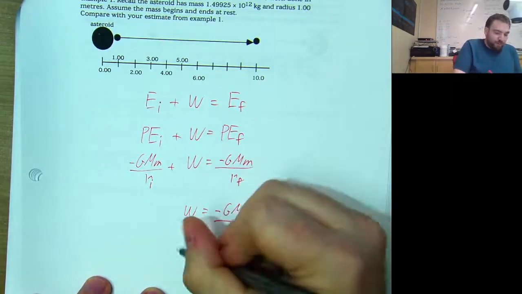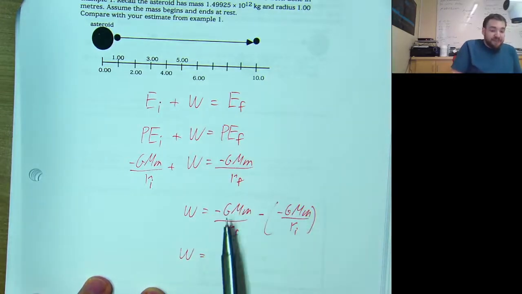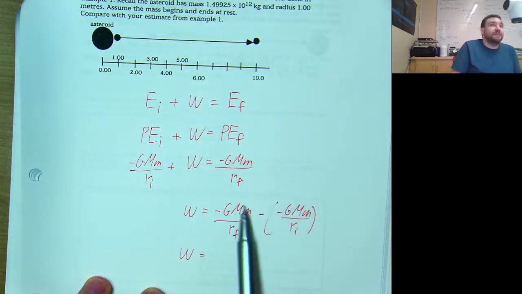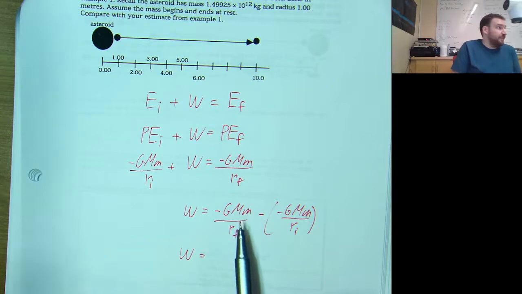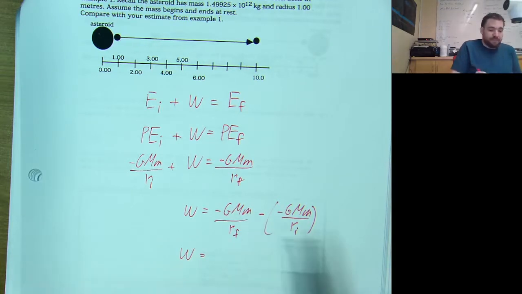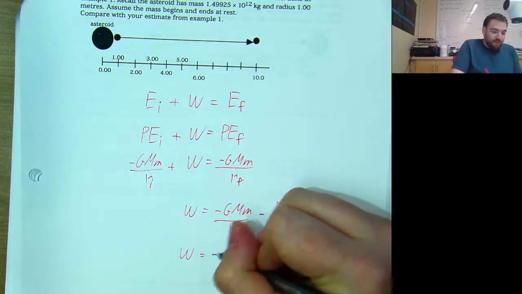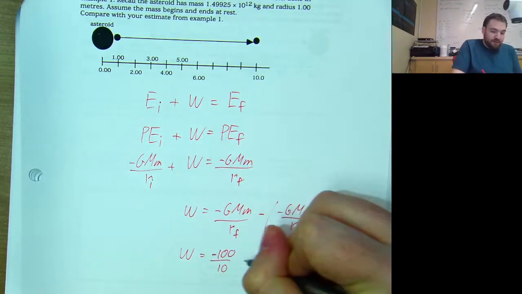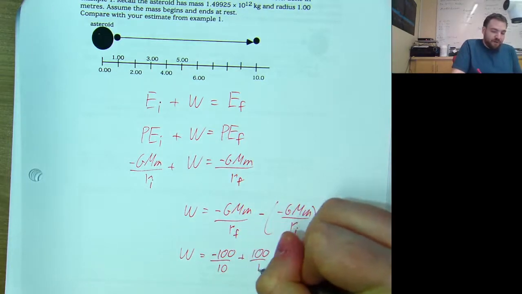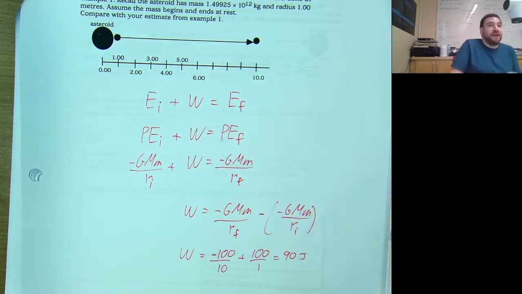So we found that the work, we've done this already, this GMm piece here, that's 100. It's based on the mass of the asteroids. So it's going to be negative 100 over 10 plus 100 over 1 equals 90 joules. A third time, we've come up with the exact same thing.